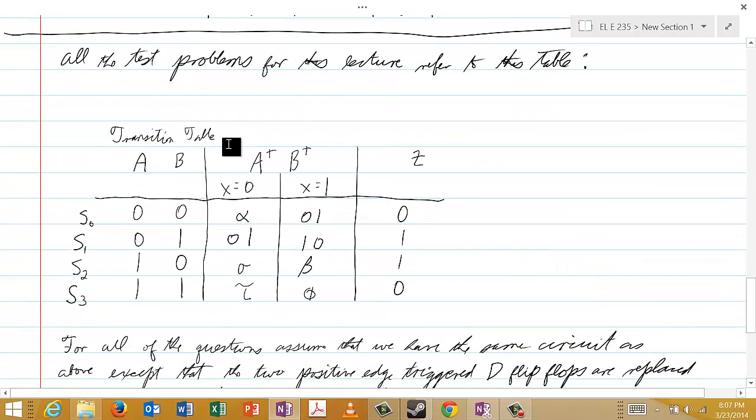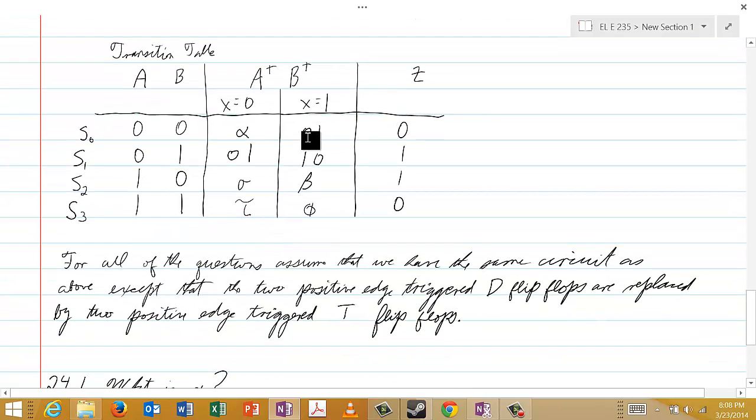And again, here's the transition table that you'll be working with, and I have filled in some of the entries for you. I've filled in these three, and I've also filled in all the ones for Z, and you need to figure out what alpha is and what beta is, and then in class you'll figure out one more thing.